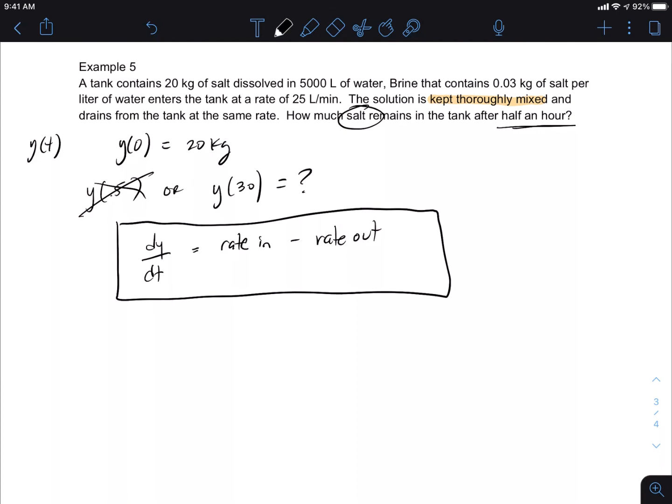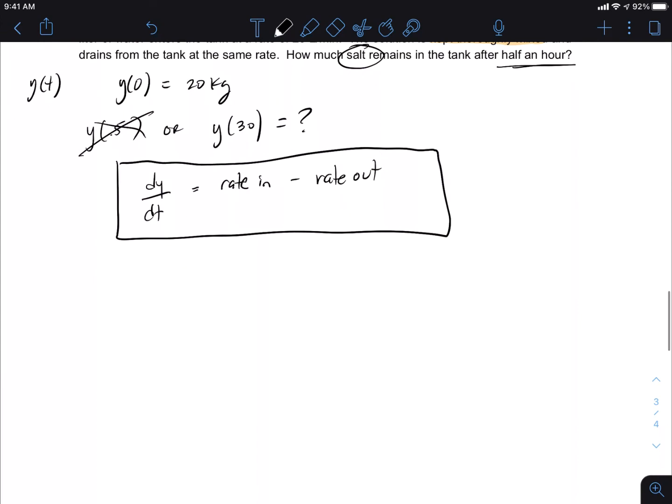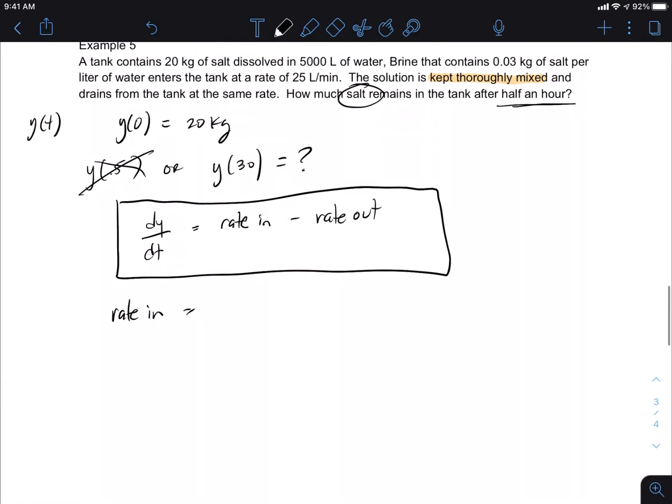Do you think that I'm going to put a problem like this on the exam? For sure. You better believe it. It's coming. So this boxed thing is something that you're going to want to have on your paper, but you need to know what it means, right? So the rate in our problem is what? 25 liters per minute.